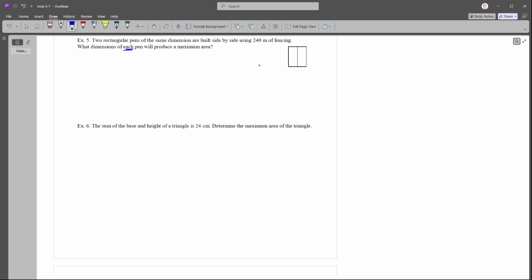So what does that mean? It means we need to know the dimensions of a pen. So this is still the same thing that we've always done. Our unknowns are going to be the width and the length of the pens. Now we can see that these pens, they're two rectangular pens of the same dimension. So they have the exact same size. Well, that's good news. So we don't have to struggle too much on this. We're going to say let W be the width of each pen, and L be the length.